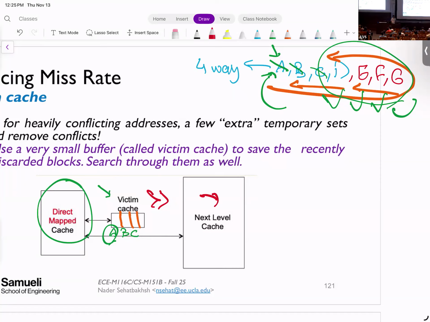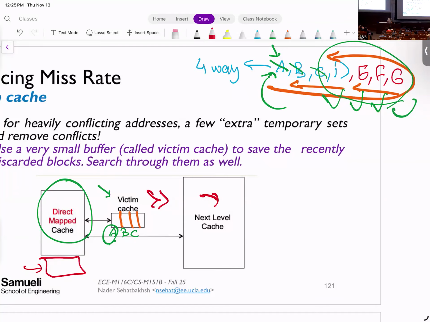Yeah. What's the difference from victim cache compared to just any cache space? So good question. Why don't we just add more space here instead of using the victim cache? The reason is that this will only add you one more set. It doesn't solve the problem of conflicting.